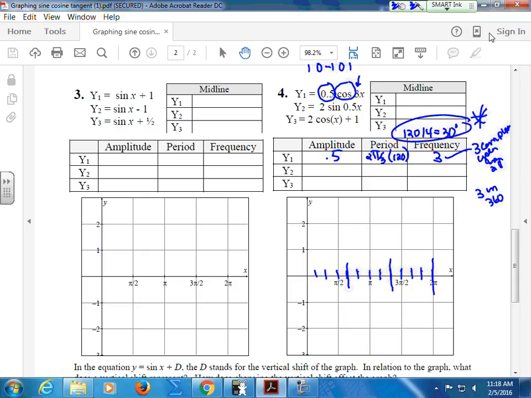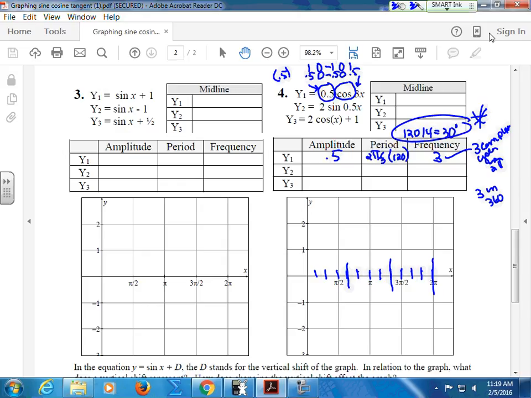And now, I take this thing, my routine. The only thing that's changing is my amplitude. I multiply everybody by 0.5. I get 0.5, 0, negative 0.5, 0, 0.5. There's my pattern. And I have to follow it every 30 degrees.